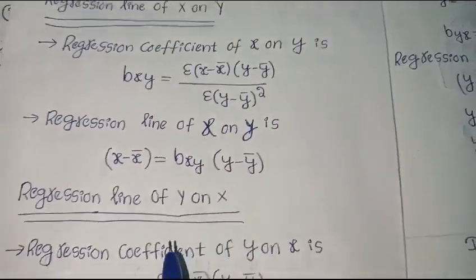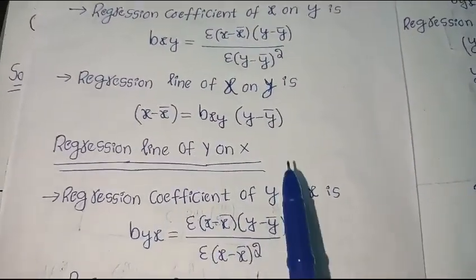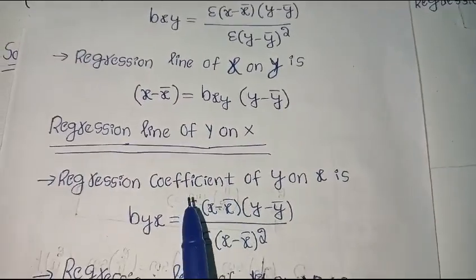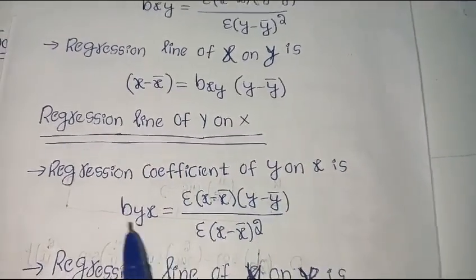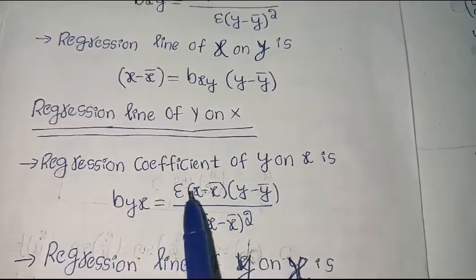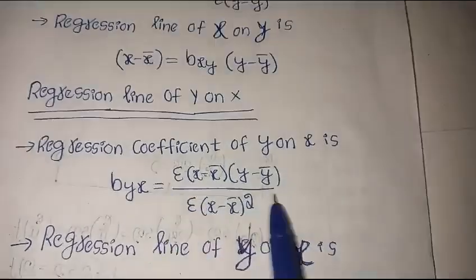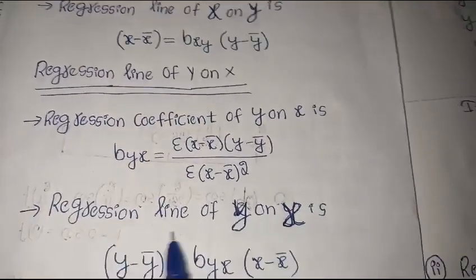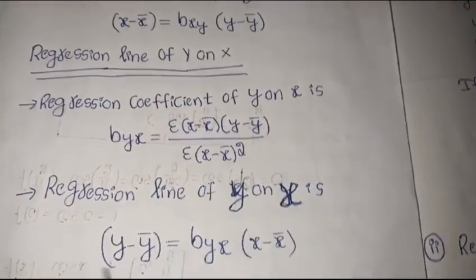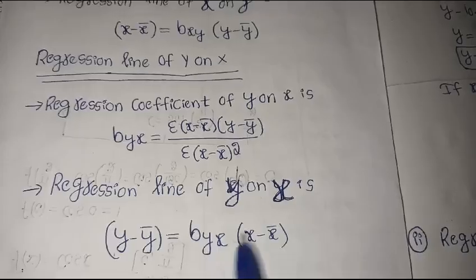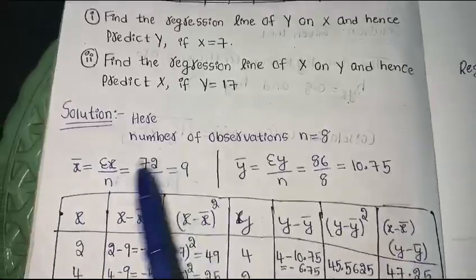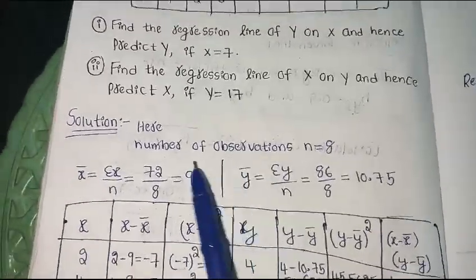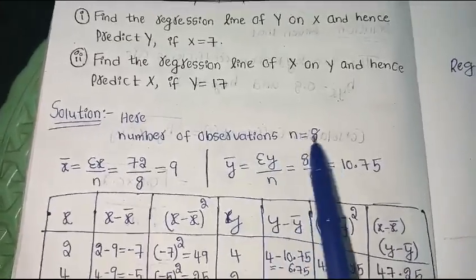Next, similarly, to calculate the regression line of y on x, first we need to calculate the regression coefficient of y on x, which is byx, that is equal to summation x minus x bar into y minus y bar by summation x minus x bar whole square. So the regression line of y on x will become y minus y bar is equal to byx into x minus x bar. Coming to the solution, first we write the number of observations, n is equal to 8.